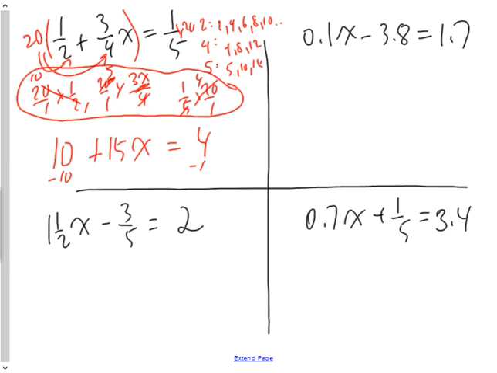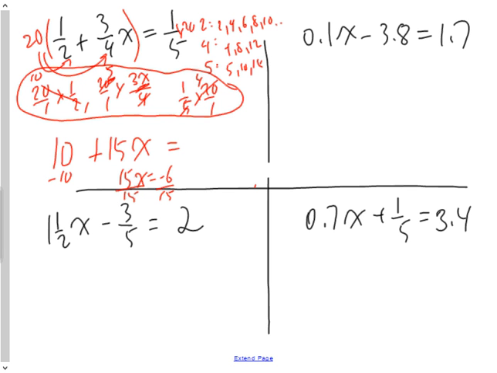Subtract 10 from both sides. You get 15x equals negative 6. Divide both sides by 15. And x equals negative 6/15, which in lowest terms, because both are divisible by 3, would be negative 2. What did I say I was dividing by? 5. Negative 2/5. Is that what I had in the last answer? Yeah, negative 2/5. Okay. There. That's how you can do it either way.